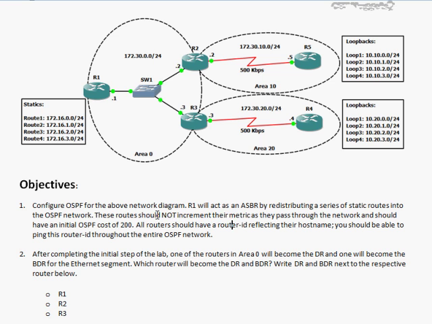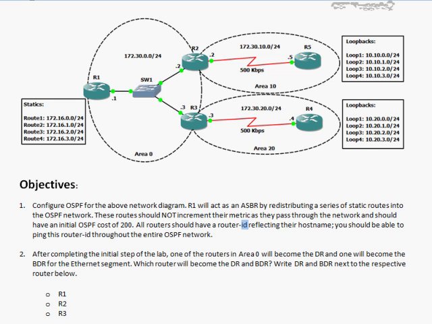These routes should not increment their metrics as they pass through the network and should have an initial OSPF cost of 200. Now we're starting to deal with the different types of OSPF routes here, which is the E1, E2. We'll talk about that again in a moment. All routers should have a router ID reflecting their host name. You should be able to ping this router ID throughout the entire OSPF network. Okay, so that's definitely enough to chew on right there.